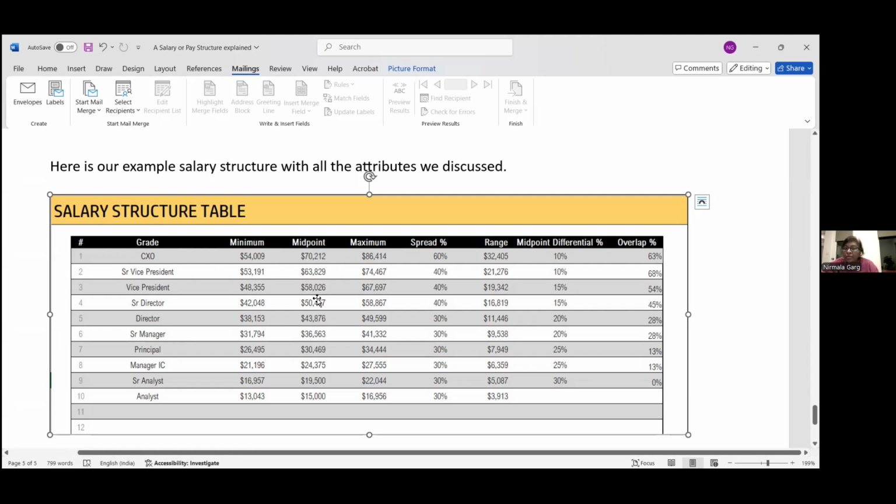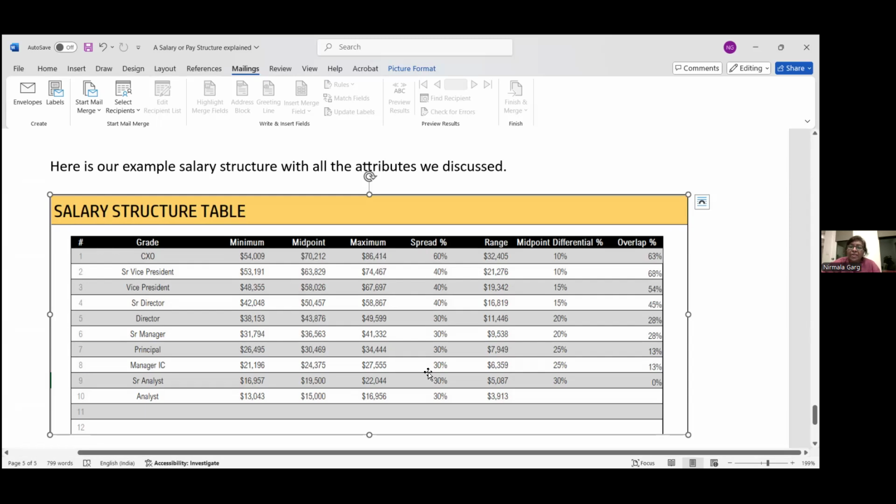Your midpoint will already be given by the pay line. Now, typically, as I told you, at a lower level the spread can be about 10% to 20%. But as you go higher, since there are fewer positions and only the manager is the highest, you can have a spread of 50 to 60%. So you should also mention the spread.